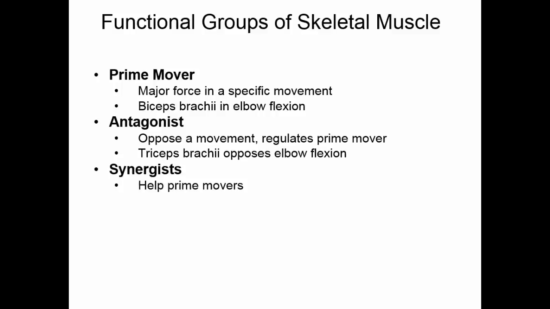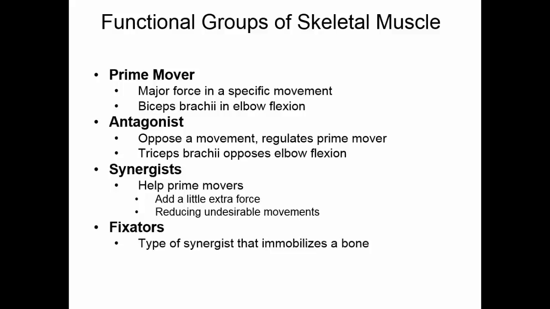Synergists are muscles that help prime movers. They may either add a little extra force to the movement, or they reduce certain undesirable movements of the bones involved in the movement. Fixators are a special type of synergist. They immobilize the bone. We see this particularly in the muscles used for posture. We have to stabilize the joints, and that's what fixators do.